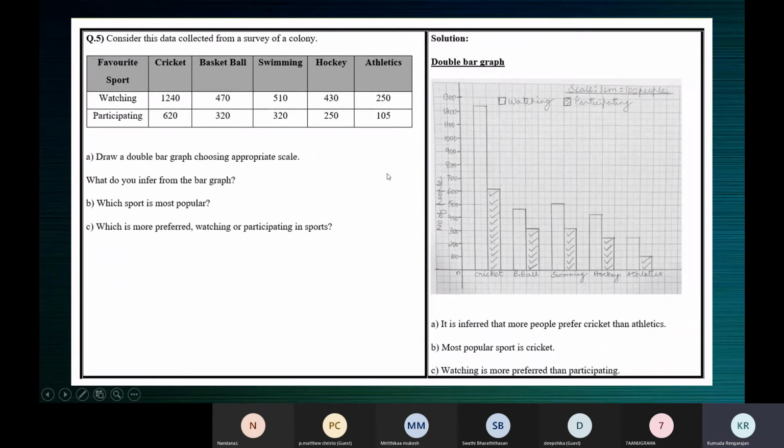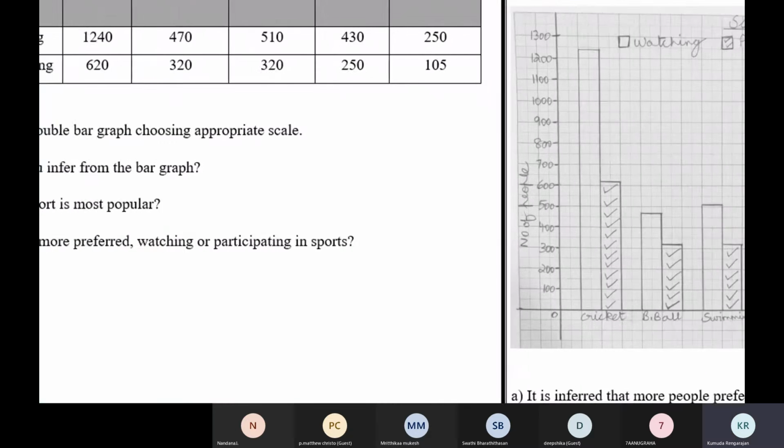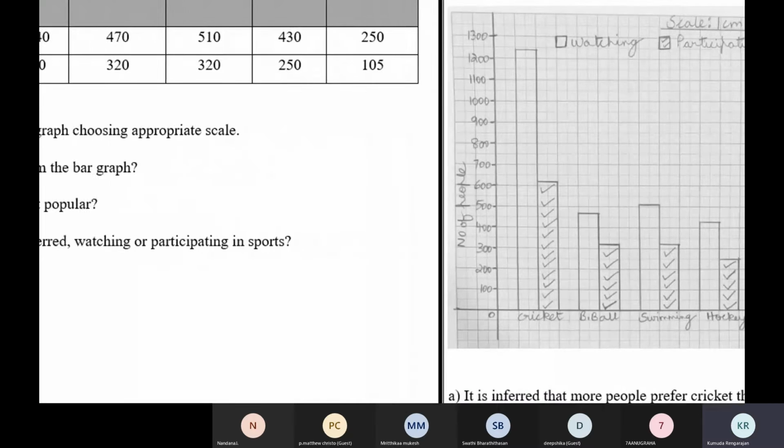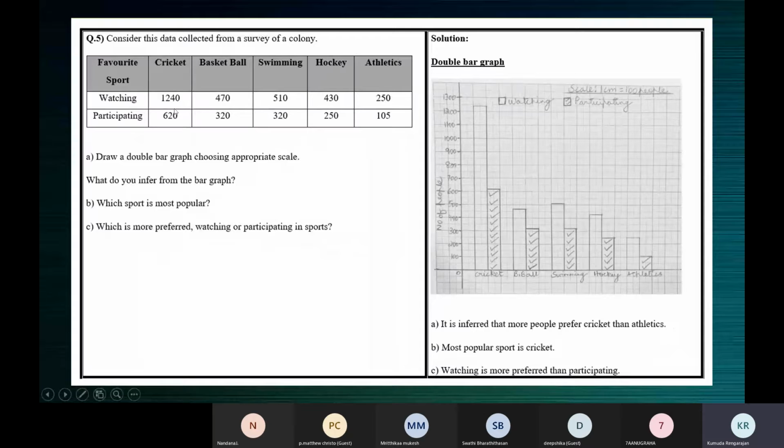So what is important is the scale. You can see the numbers, they're all in hundreds. 1,240, 620, 470, 320, 510. Just have a look at the numbers, the values, children. They're all in hundreds.